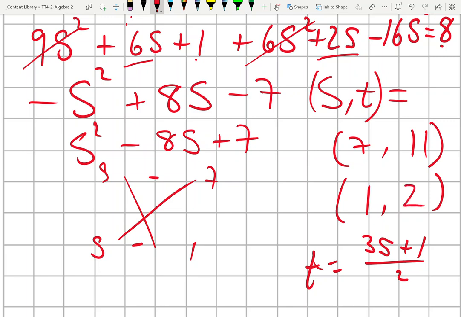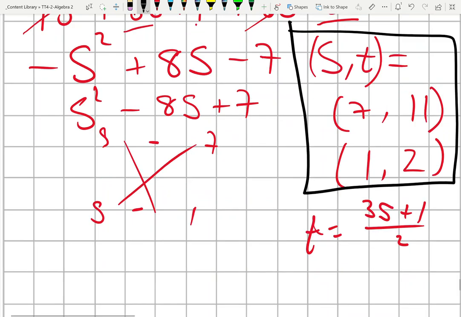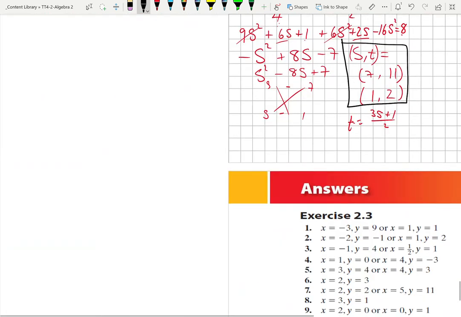Okay. Let's just check that last answer because it's near me. 7, 11, 1, 2. Oh, that's a terrible way to show the answer. Disgraceful.